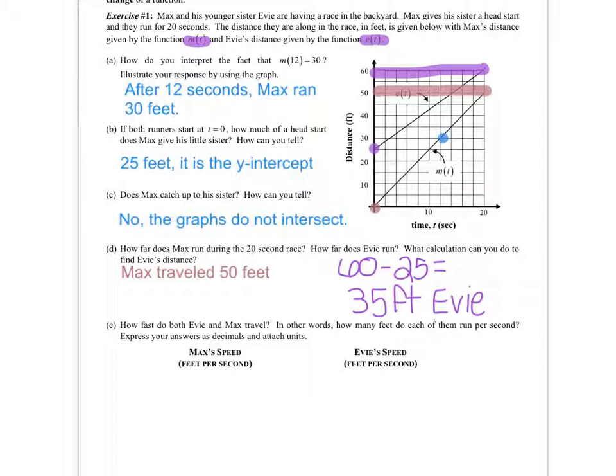Okay, so in order to do this, I am going to set up a table. So why? What am I doing here? Well, I need 2 points. I need to see how far Max is traveling in feet per second and Evie's speed, also in feet per second. So let's pick a couple points off of Max's graph.